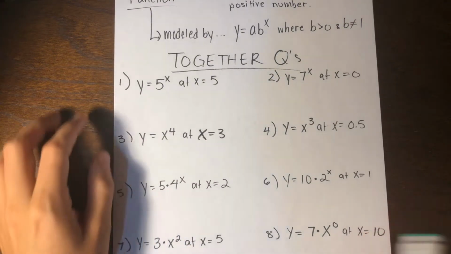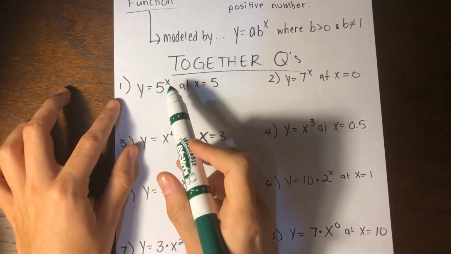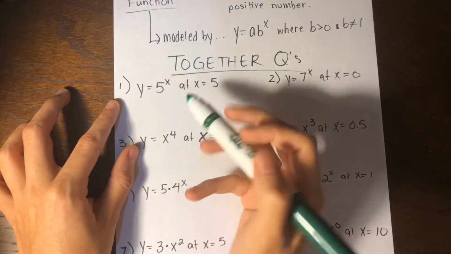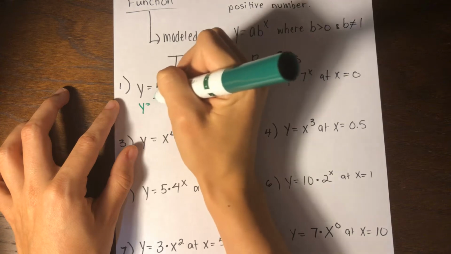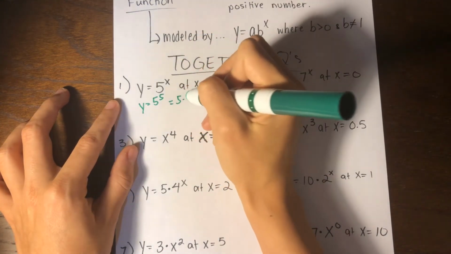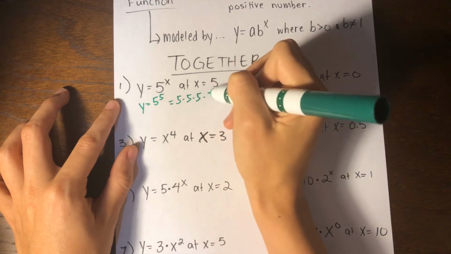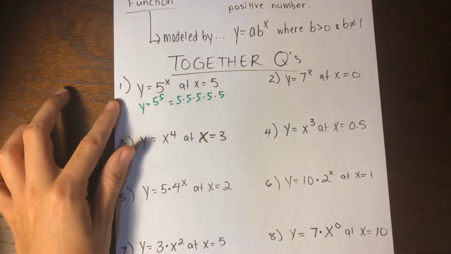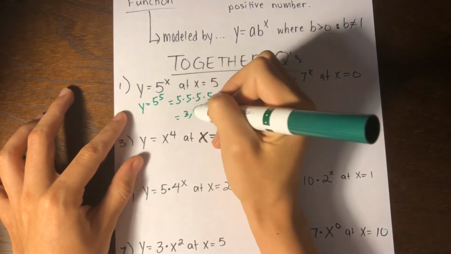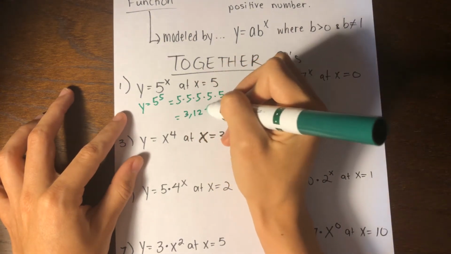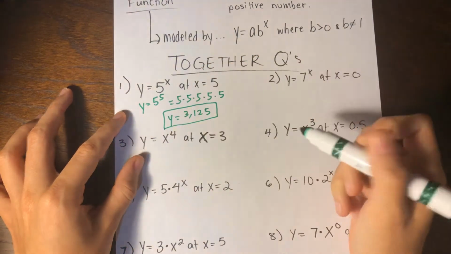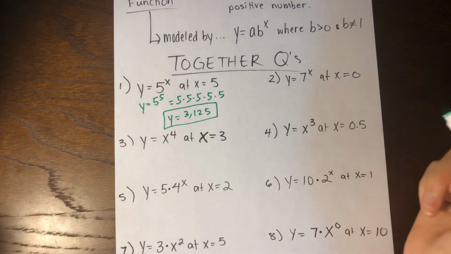Okay, so we have y equals 5 to the x power at x equals 5. So we're going to plug in 5 for x. So we have y equals 5 to the 5th power. And this is saying 5 times 5 times 5 times 5 times 5. When you multiply all of those together, you should get 3,125. Okay? Please make sure you're at least showing this type of work.